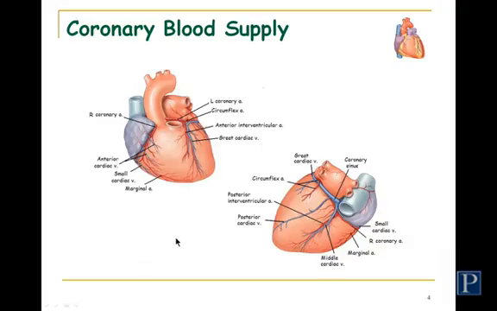The regulation of coronary blood flow. We have to talk about the significance of how we control coronary blood flow.